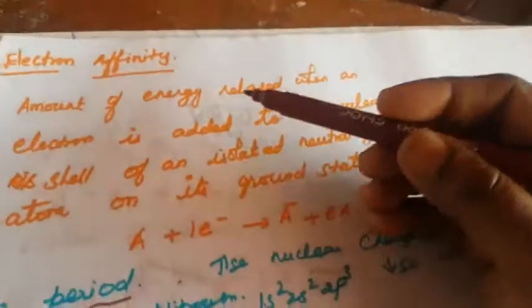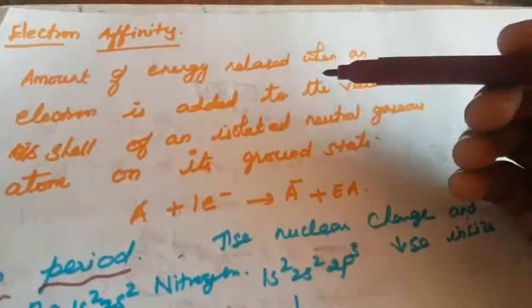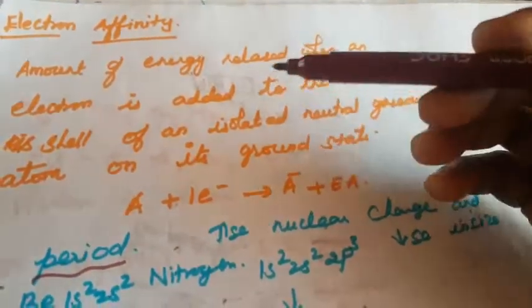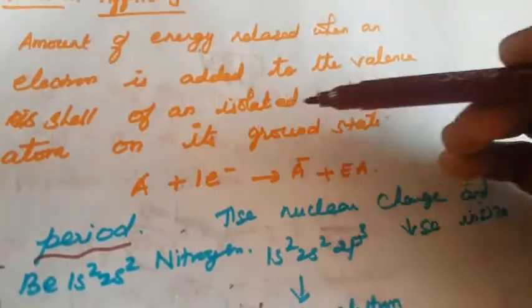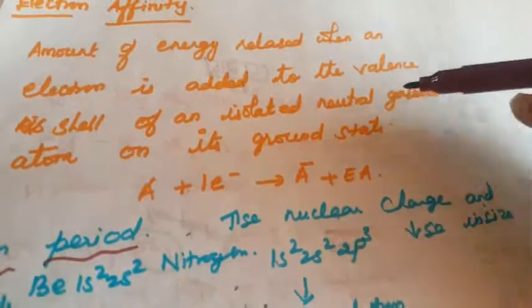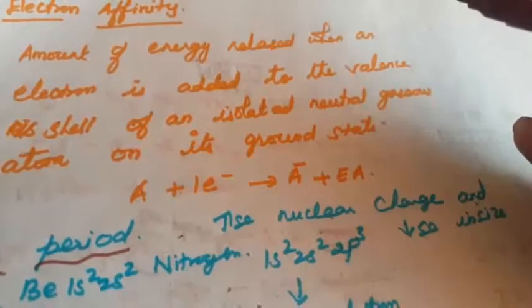Next one is electron affinity. What is meant by electron affinity? Electron affinity is the amount of energy released when an electron is added to the valence shell of an isolated neutral gaseous atom. So what is ionization energy?